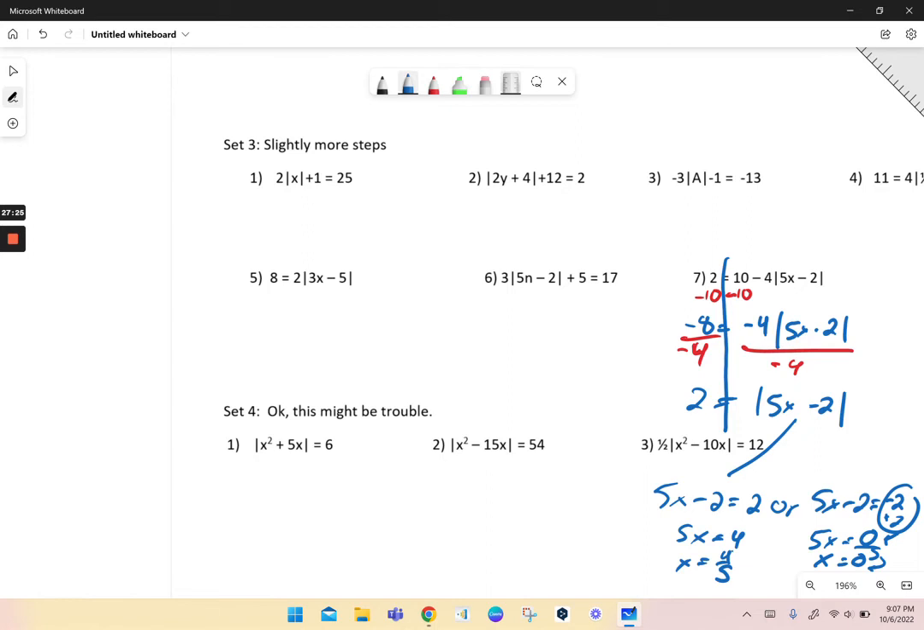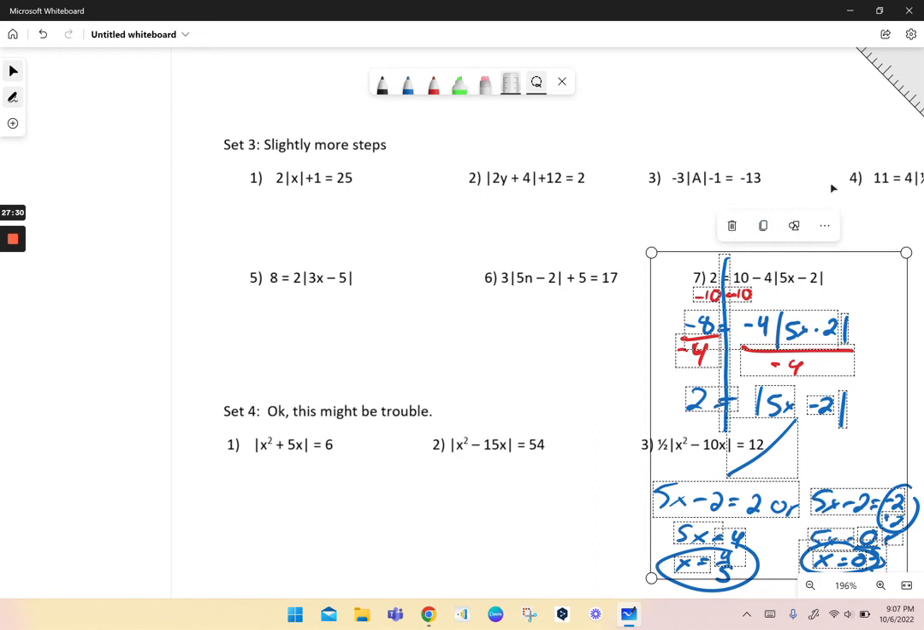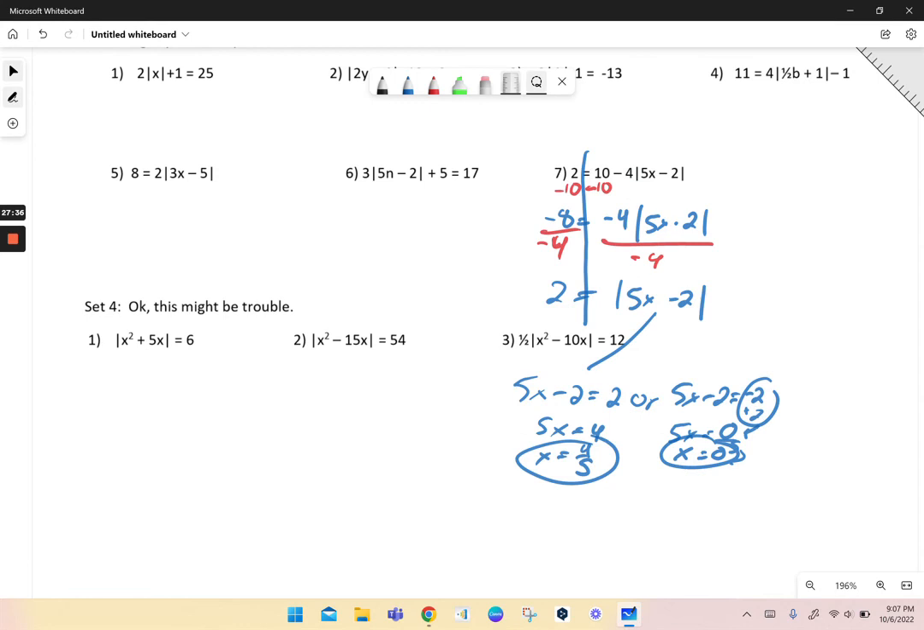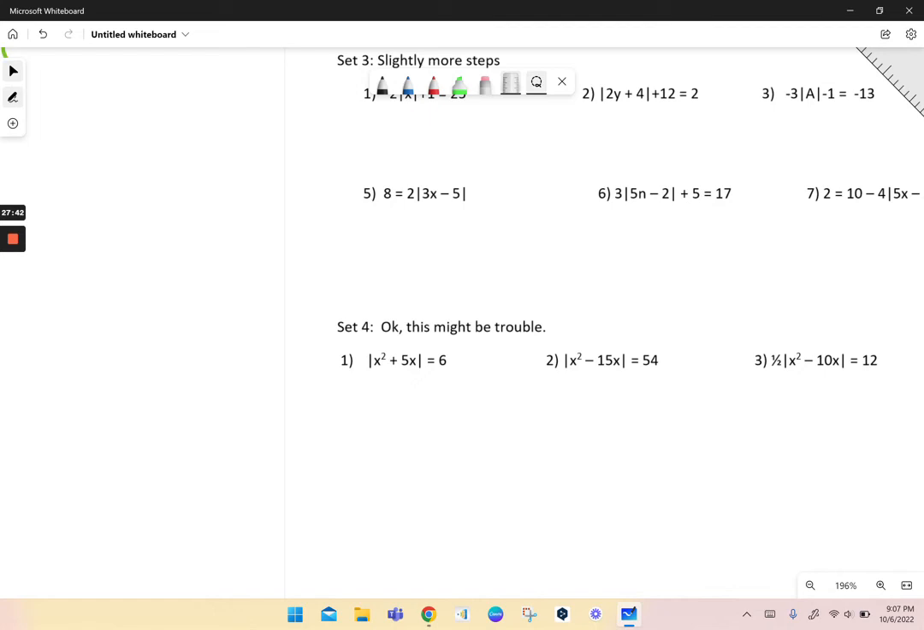That's it for those. Now we've got something a little harder. And this will usually be a bonus problem. This is definitely kind of tricky, but the idea is the same. There's just one additional piece of algebra. For this first one, we already have the absolute value by itself. So we're going to do this as an example together, and then I'll let you do the next one on your own.